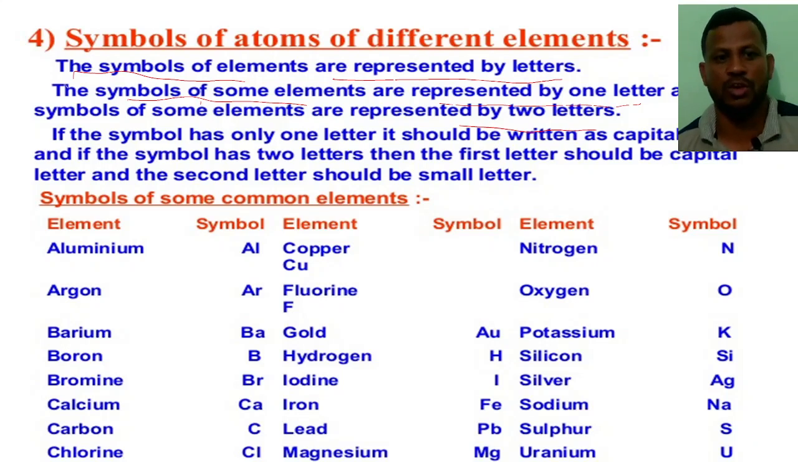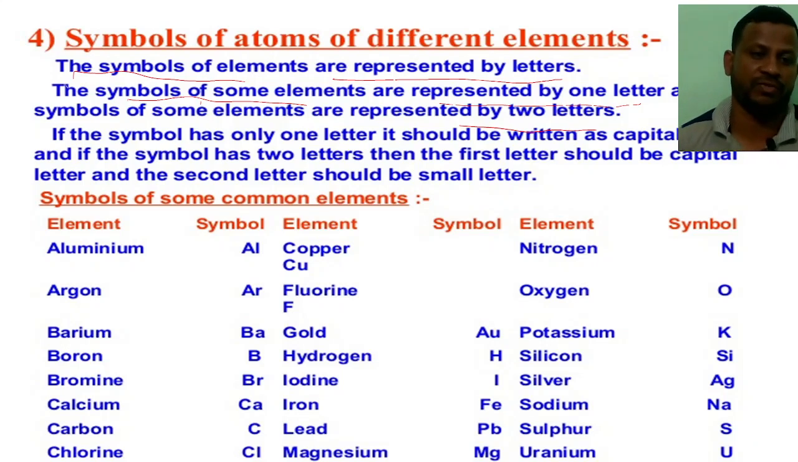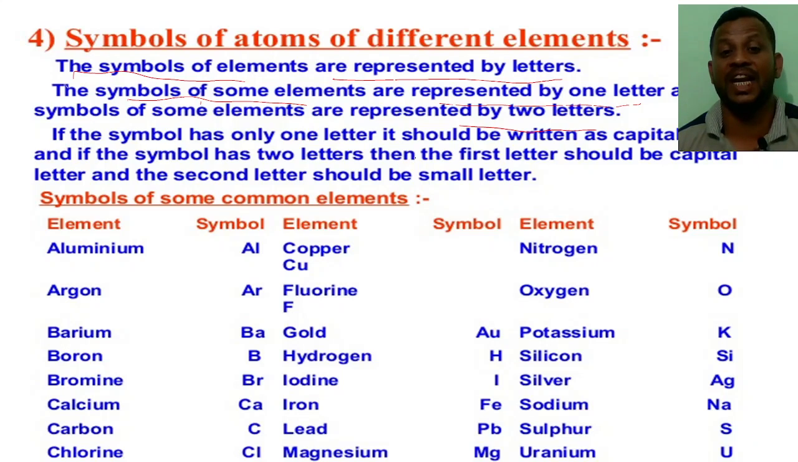We saw this a few minutes back. Let us see how we have to write the symbols. What is the procedure to write the symbols of the elements? If the symbol has only one letter, it should be written as a capital letter. If only a single letter represents the element, then we write it in capital.